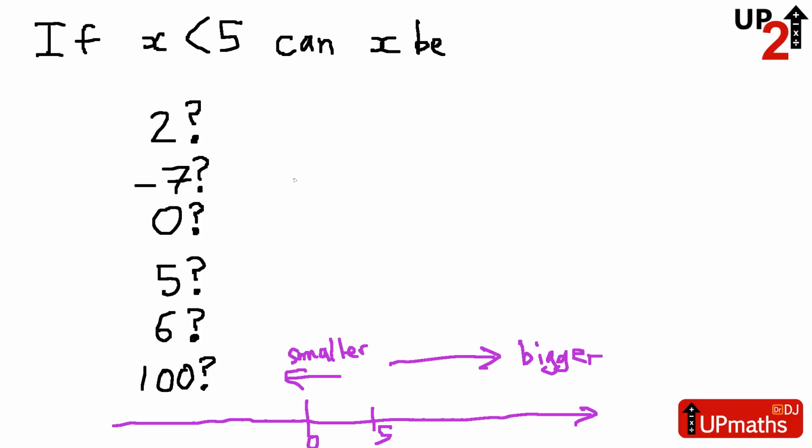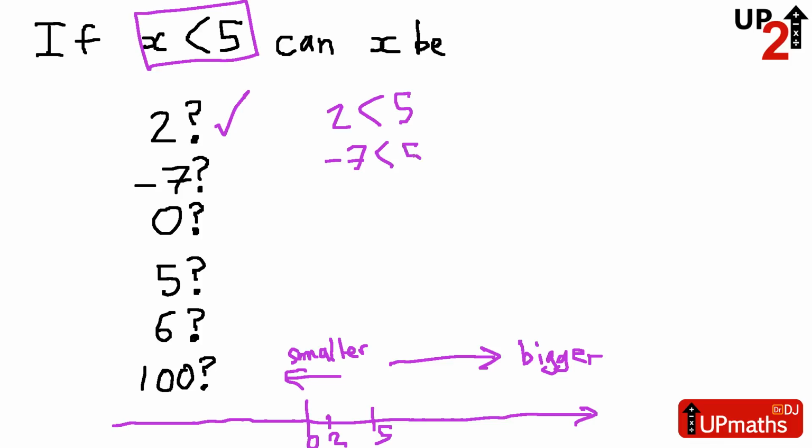So could x be 2? Well, this symbol here is saying x has to be less than 5. Yeah, 2 is definitely smaller. 2 is less than 5. Is minus 7 less than 5? Yeah, definitely, because it's to the left. Is 0 less than 5? Yeah, for the same reason.